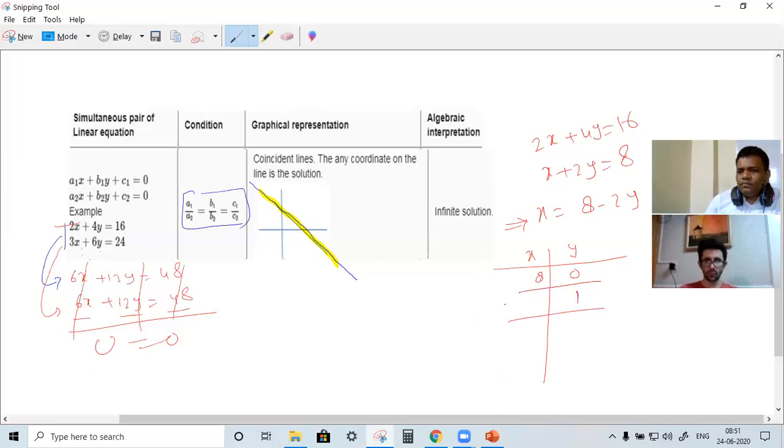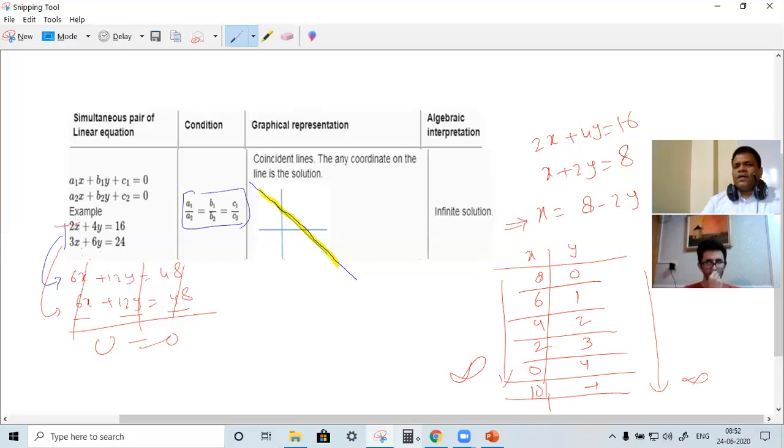1, 6. 2, 4. 3, 2. 4, 0. Minus 1, 10. So keep putting infinite values, you'll keep getting infinite values. So this is called infinitely many solutions, or this is also called coincident lines. And these two lines will have infinite common points. And I'm sure this is very clear to you. Yes.